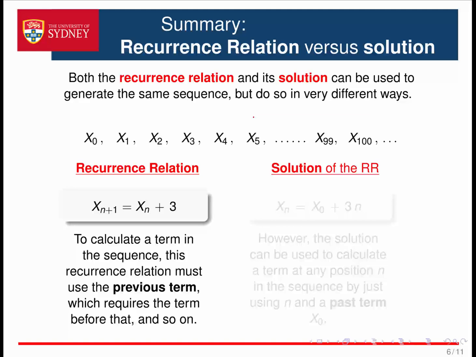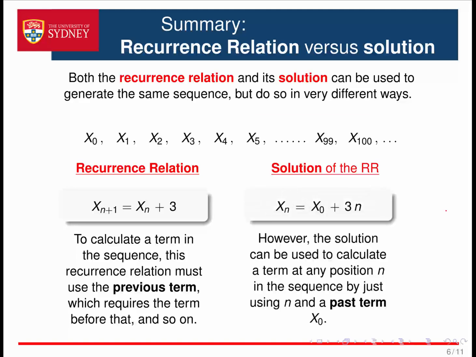This is potentially a disadvantage and can amount to a lot of work if the term is far along the sequence. We should know that even though the solution can save a lot of work for calculating terms far along the sequence, if we just want to calculate the first few terms, it may be easier to just use the recurrence relation in this instance.